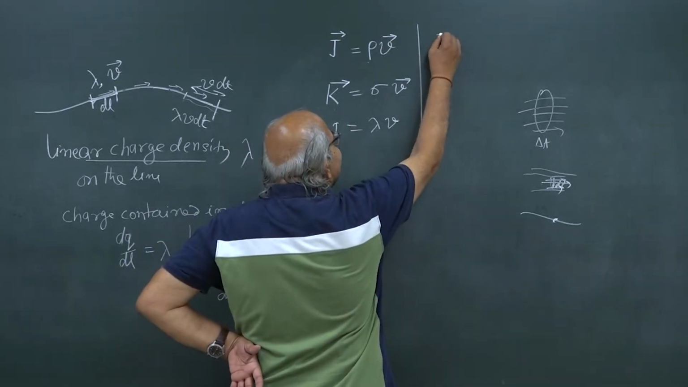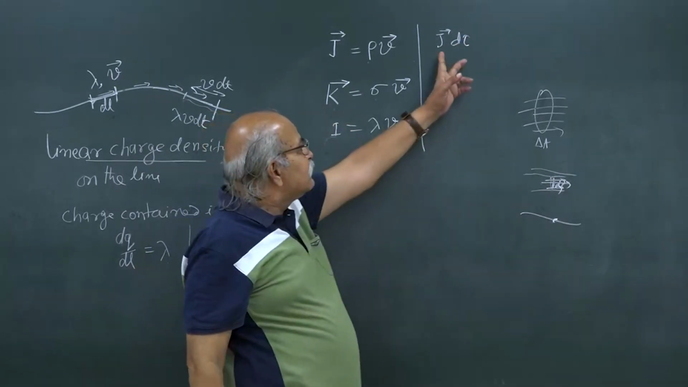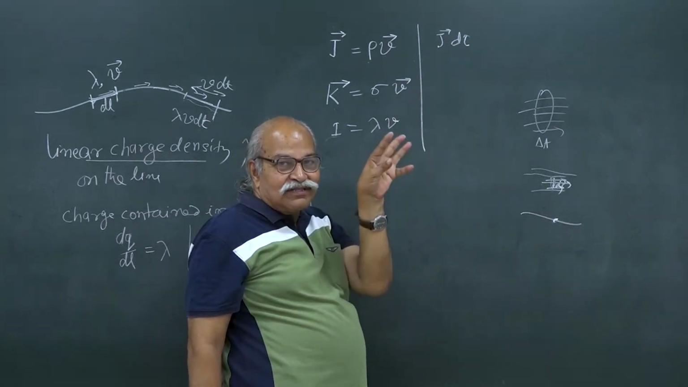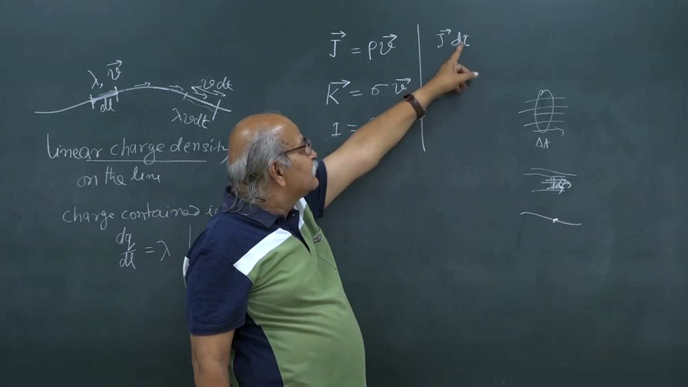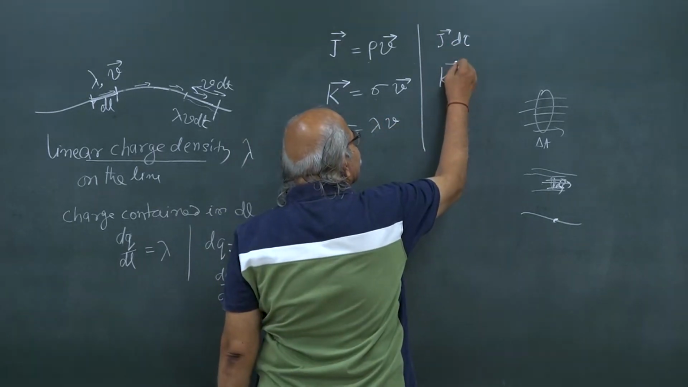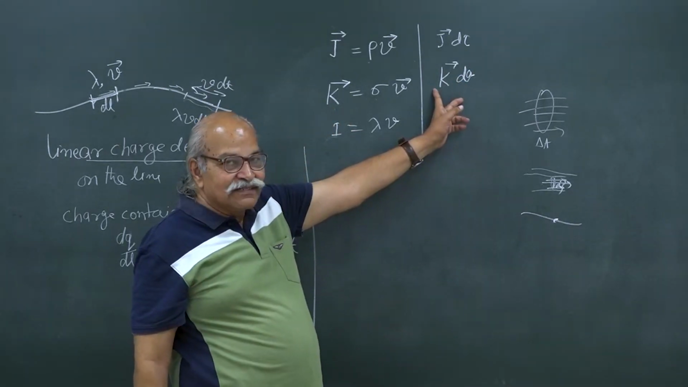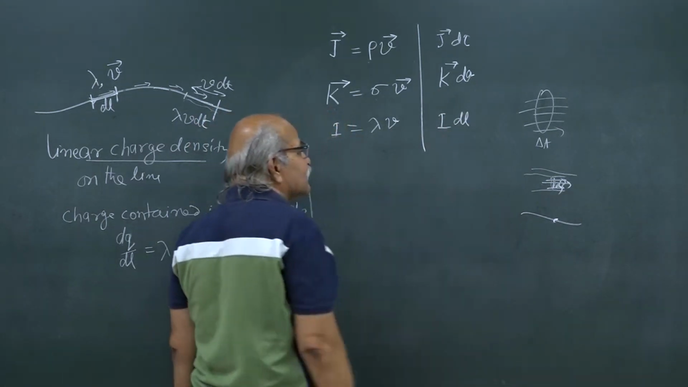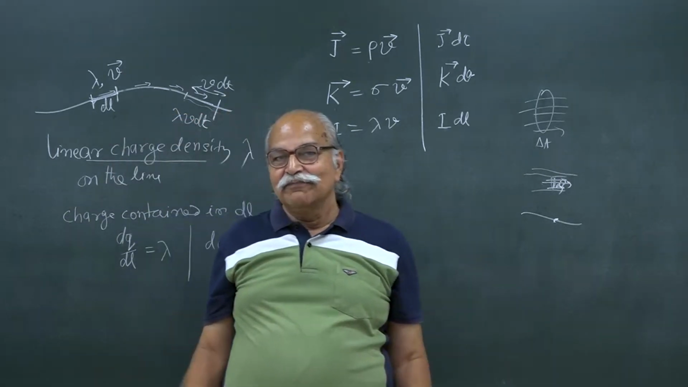So, we have J dτ, where dτ is the elementary volume, and in that volume how much is the current. So, this J dτ is the current element in case of volume current. Then K dA will be the current element in case of surface current, and this I dl will be the current element for this linear current. So, we will be using these things in calculating magnetic fields.